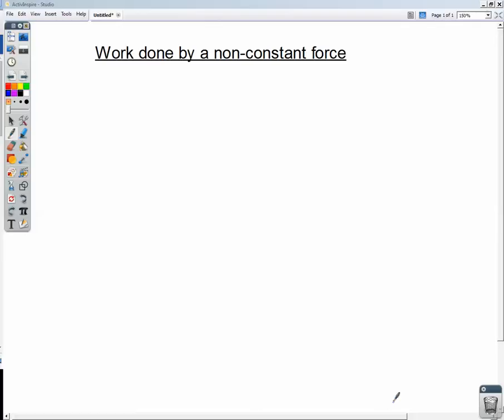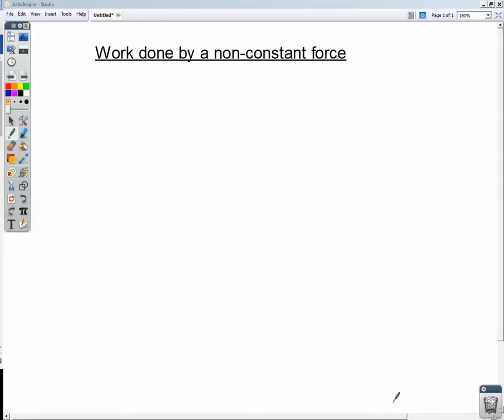Welcome. In this lecture, we're going to talk about the work done by a non-constant force. We've already talked about the work done by a constant force, and we've talked about the fact that the force exerted by a spring is a non-constant force. It's linear, and it's given by Hooke's law. The force of a spring is equal to negative kx. So now let's talk about the work done.